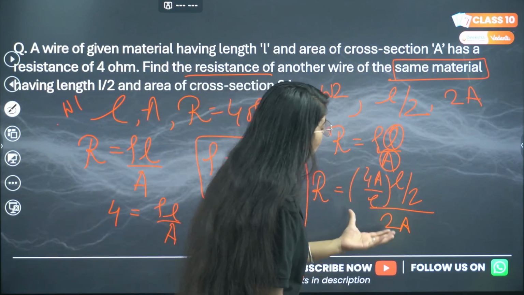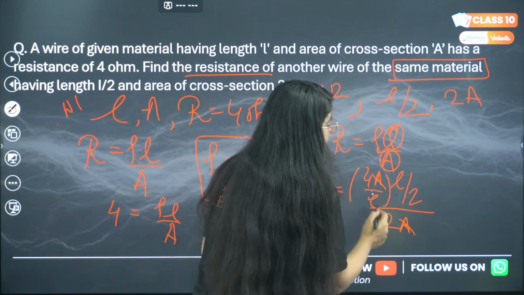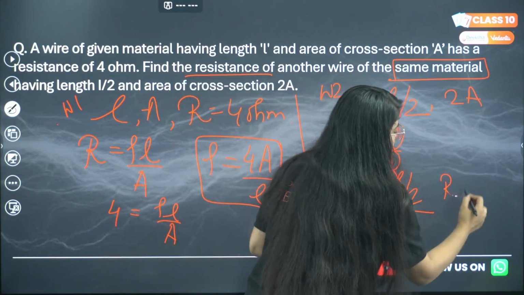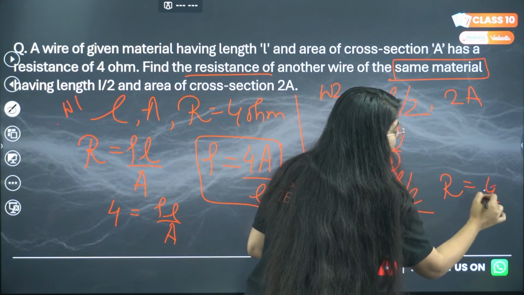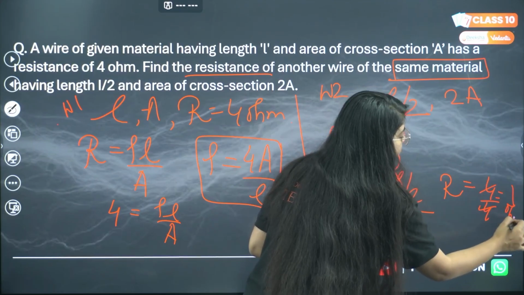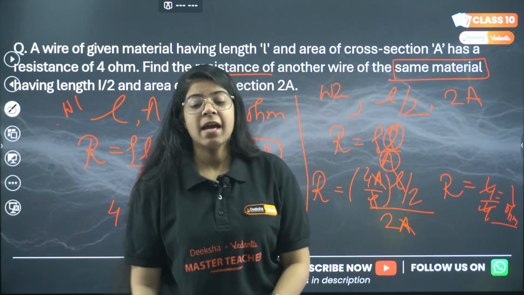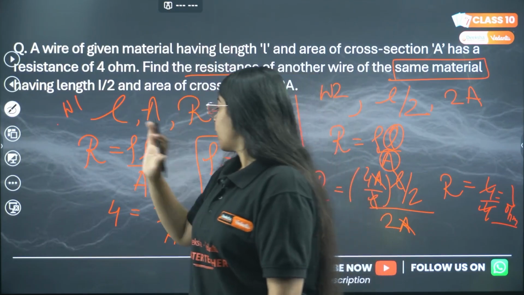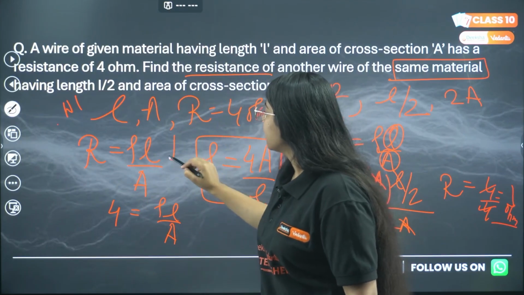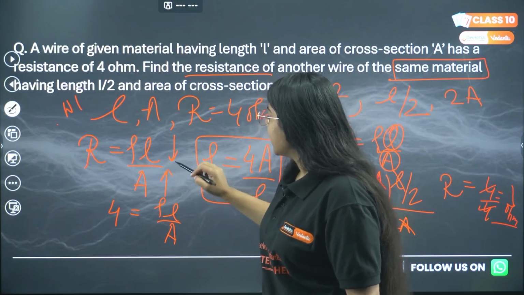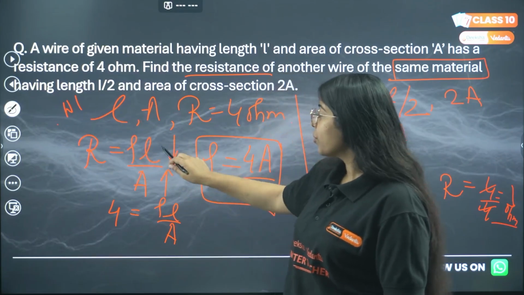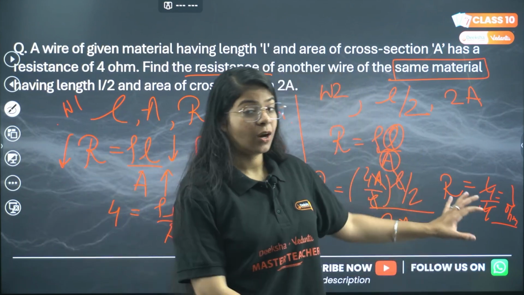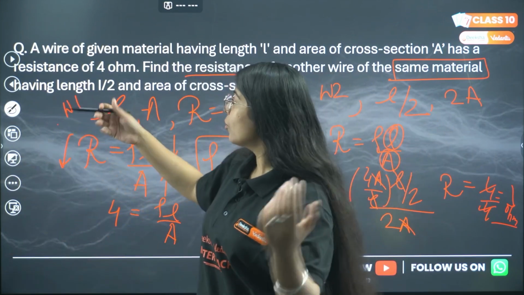And if we solve all this, A and A will get cancelled, L and L will also get cancelled, and our resistance will come out to be 4 divided by 4. It will come out to be only 1 ohm. So as we decreased the length and increased the area of cross section, see, length decreases, area of cross section increases, and since R is directly proportional to length, it will also decrease. It was 4 ohm before, now it is 1 ohm, hence proved.